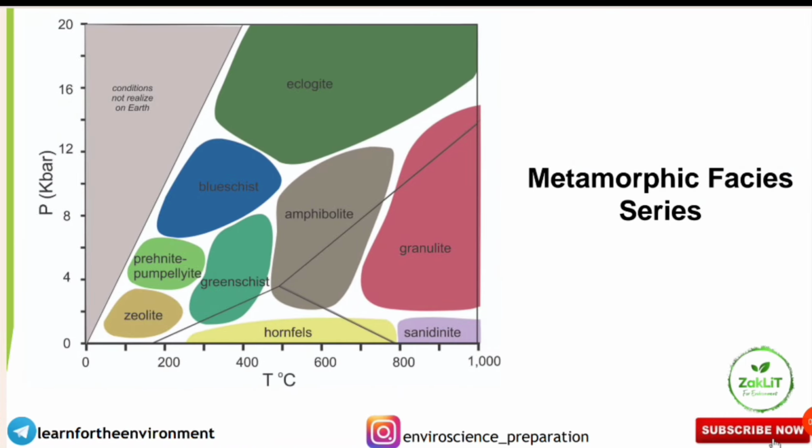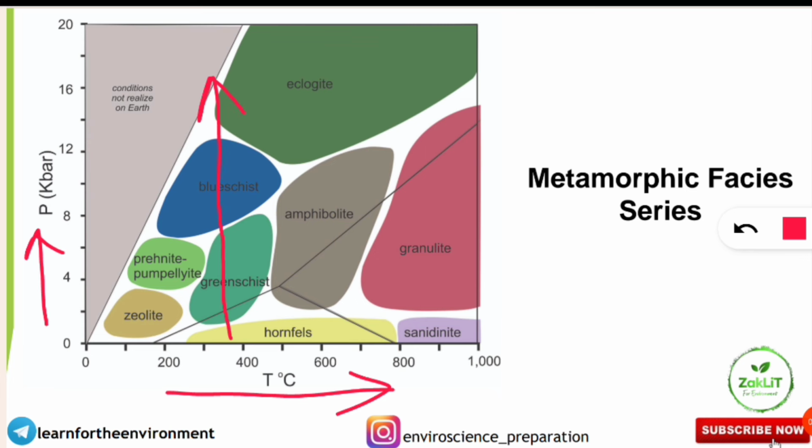Here comes the metamorphic facies series on the left hand side of the screen. You can see that in the x-axis temperature is given and in the y-axis pressure is given in kilobar. As we move from bottom to top, the pressure increases, and as the pressure increases, the type of mineral and rock also changes. That means the metamorphic series is showing that with increasing pressure, different types of minerals and rocks are formed.